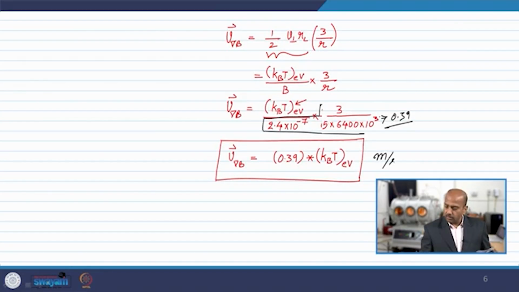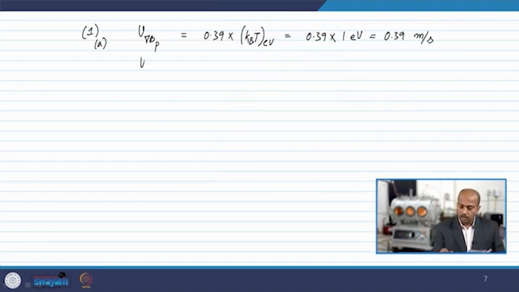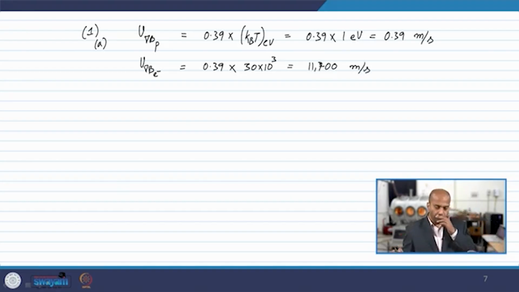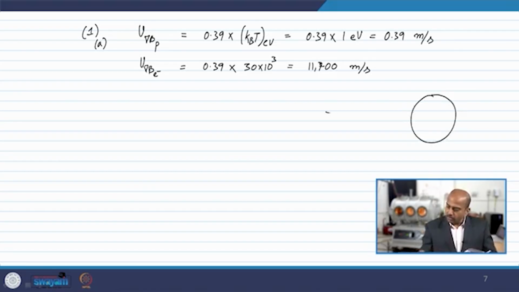This is in meters per second, and V del B for an electron, which is 0.39 into the energy of 30 keV, so 30 into 10 to the power of 3, which is 11,700 meters per second. So, this is the difference in the gradient drift velocity between electron and proton. The difference is obvious because of the higher energy that is possessed by the electron and also the smaller mass that it has.